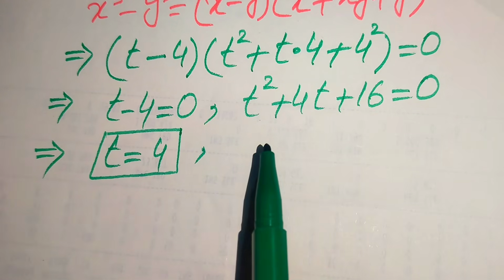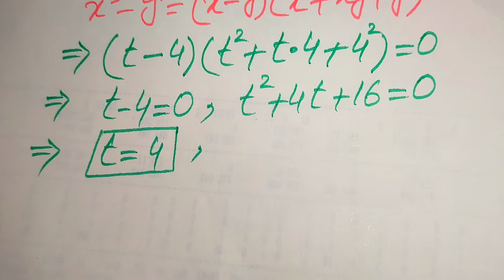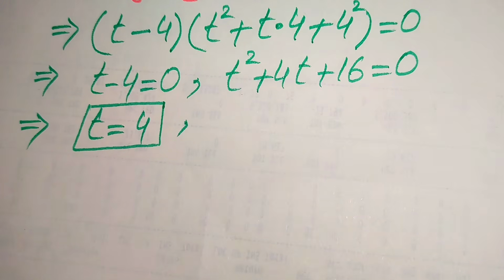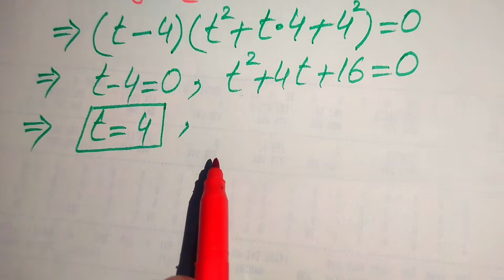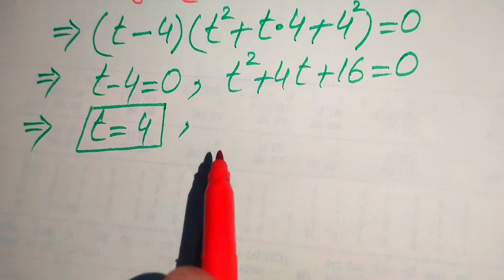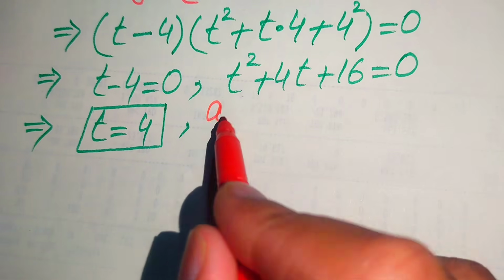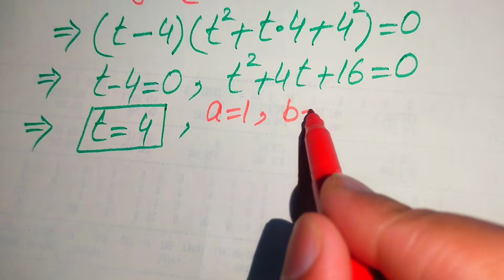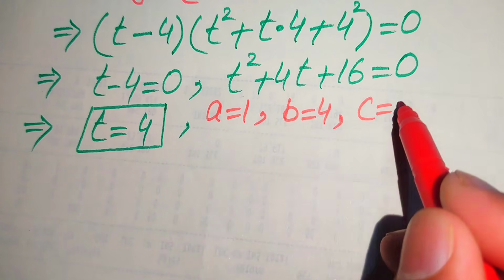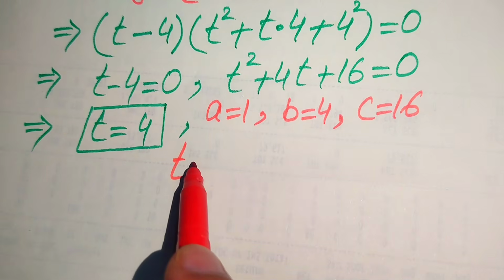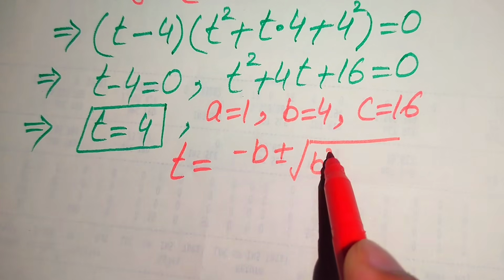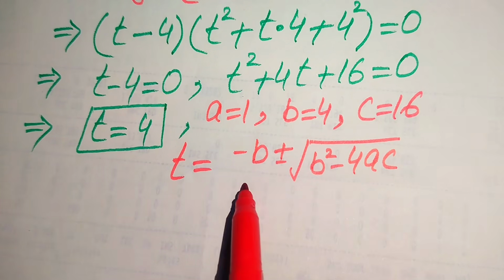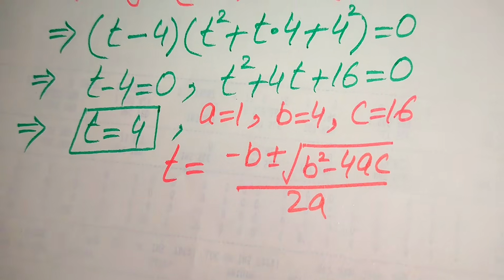Now in the same pattern we need to find the other roots of the given equation. So for the other roots we solve this quadratic equation, and we know that there are three methods to solve a quadratic equation. The first method is the factorization method, the second one is the completing the square method, and the third one is applying the quadratic formula. So here we apply the quadratic formula to solve this quadratic equation. For this we first write the coefficients of this equation: a is equal to 1, b is equal to 4, and c is equal to 16. And we state the quadratic formula as t is equal to minus b plus minus the square root of b squared minus 4ac, divided by 2a.